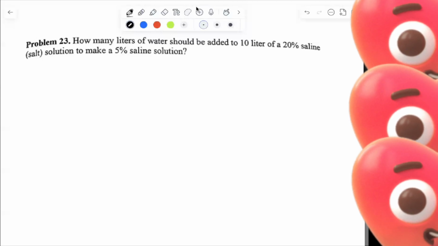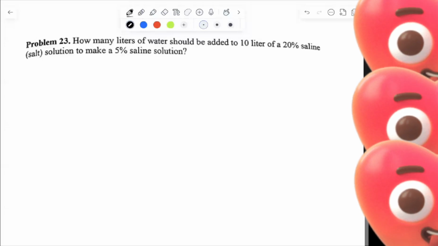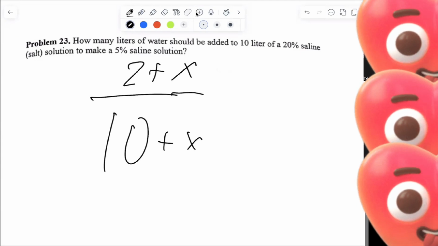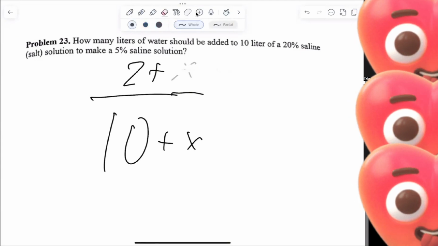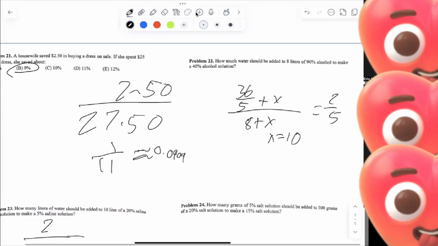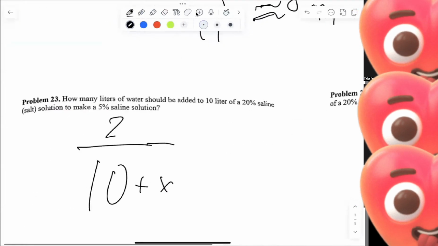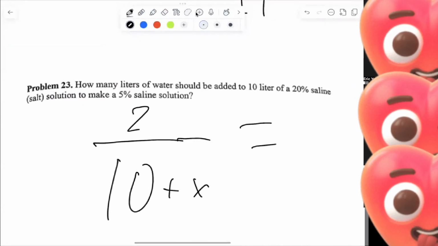Let's get started. The answer is 30. Basically, we start by taking 10 of 20%, which is 2, plus x, same setup. You add x liters of water. Oops, I'm so sorry for the last one. This should be 36 divided by 5 plus 8 divided by 8 plus x. So sorry, because the water is not saline. So it would be 2 divided by 10 plus x equal to 1 over 20, or 5%. Solving this will give you x equals 30 as your answer.